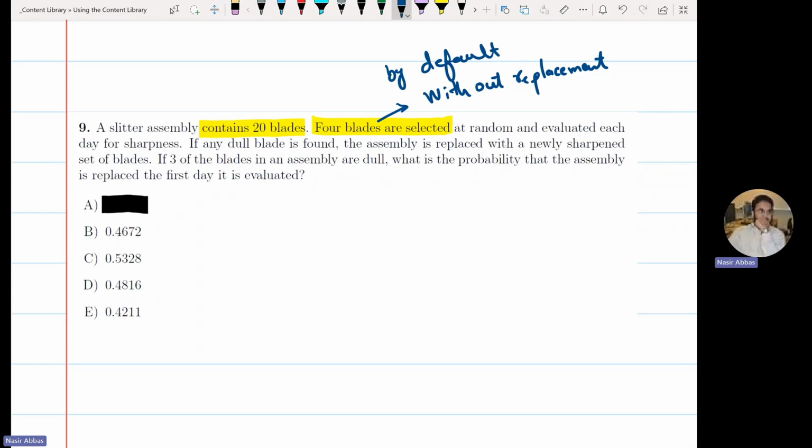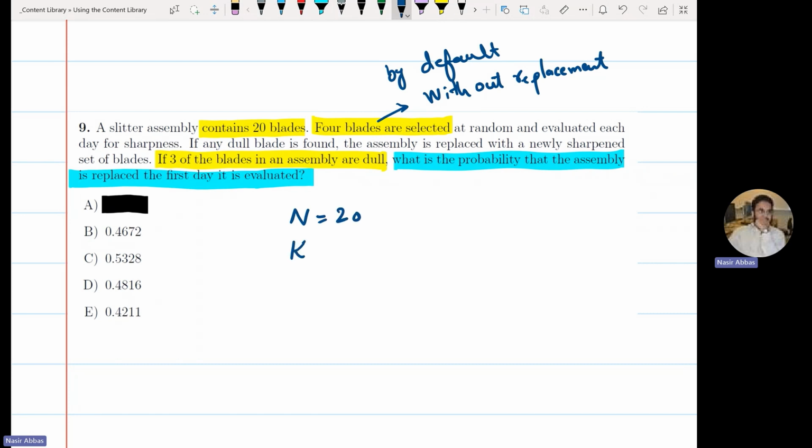Now in this assembly, which consists of 20 blades, they say that 3 of the blades in the assembly are dull. Now in a population of 20, 3 of them are dull, then what is the probability that the assembly will be replaced on the first day? So the question is something like, you have a population of 20. Out of these 20, you have 3 dull blades, and from here you are selecting 4 without replacement, and you want to see if the assembly will be replaced or not.